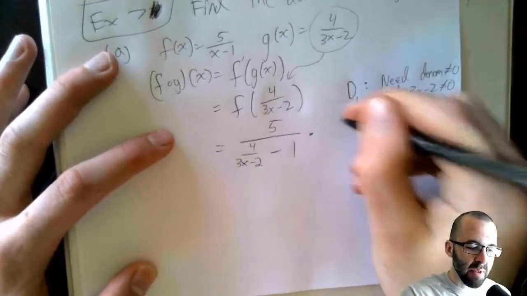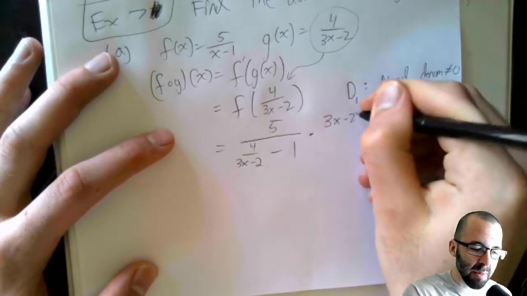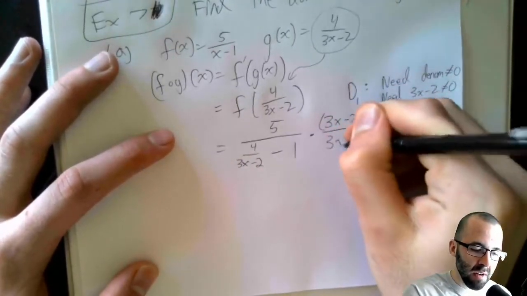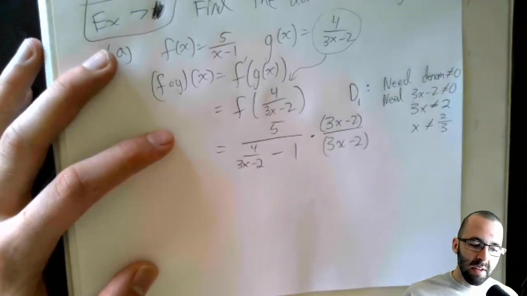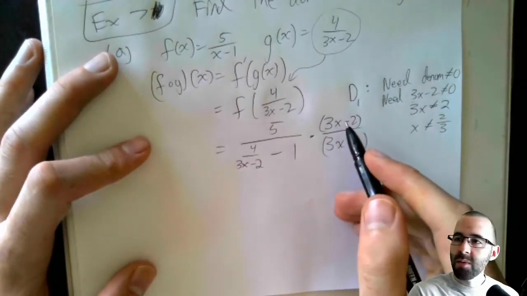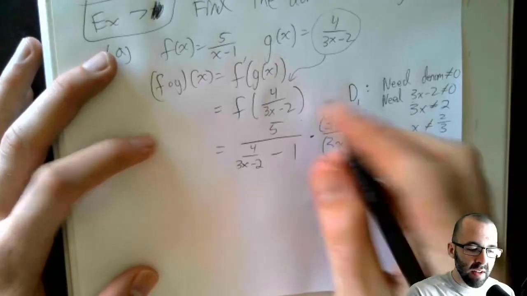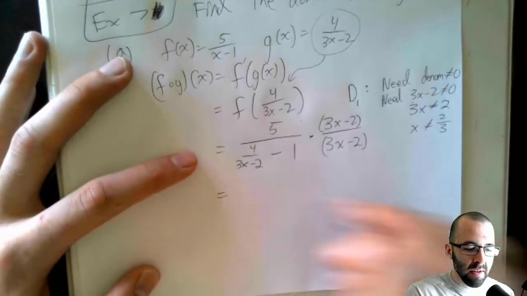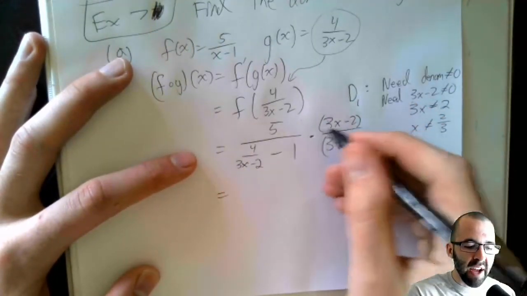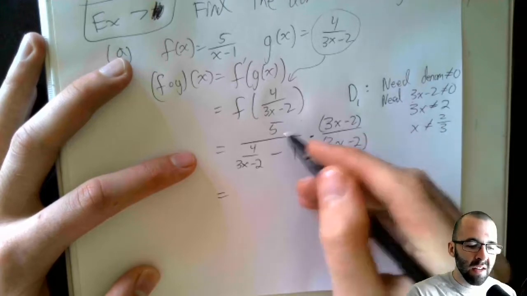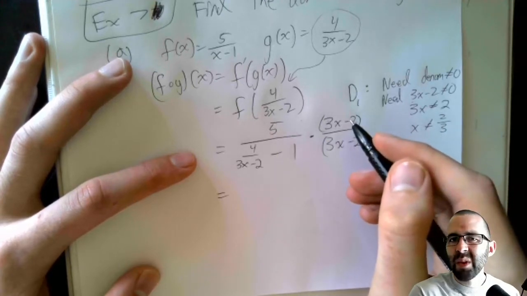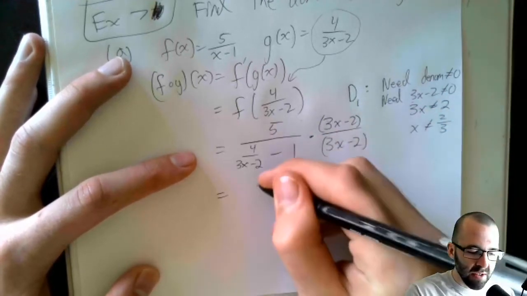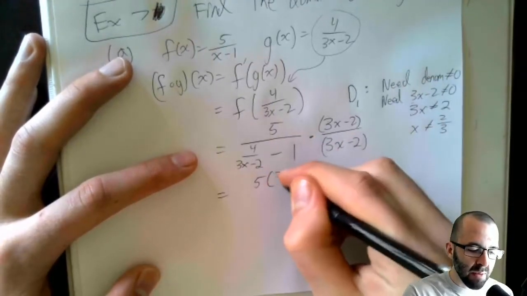So let's multiply the top and the bottom by the LCD. The LCD is 3x minus 2. And once we do this, we will get rid of the complex fraction. So on the top, we can either keep it factored or distribute it. Usually we want to keep things factored on the top. For now anyway, 5 times 3x minus 2.